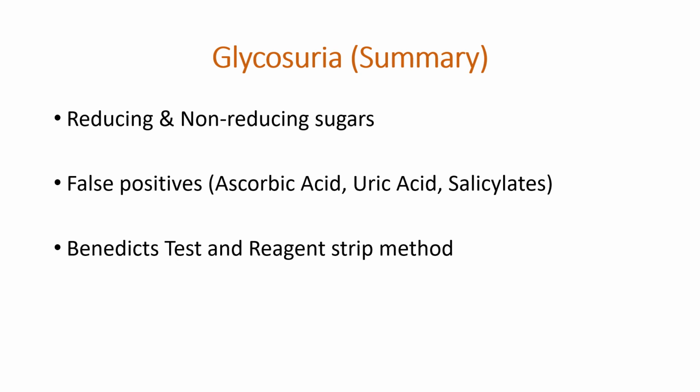So also reagent strip method, as I told you earlier, in reagent strip method, there is a procedure, there is a principle called as glucose oxidase and peroxidase method. So it's sometimes called as the GOD-POD principle, which is glucose oxidase and peroxidase. And one thing about reagent strip method is that it is specific for glucose and it will not give you positive result for any other things rather than glucose.